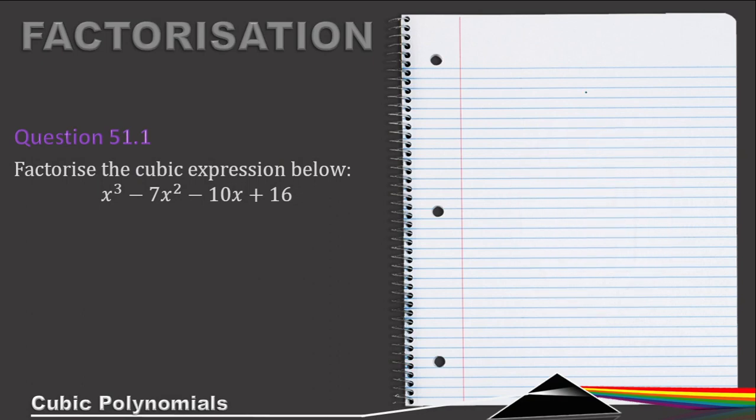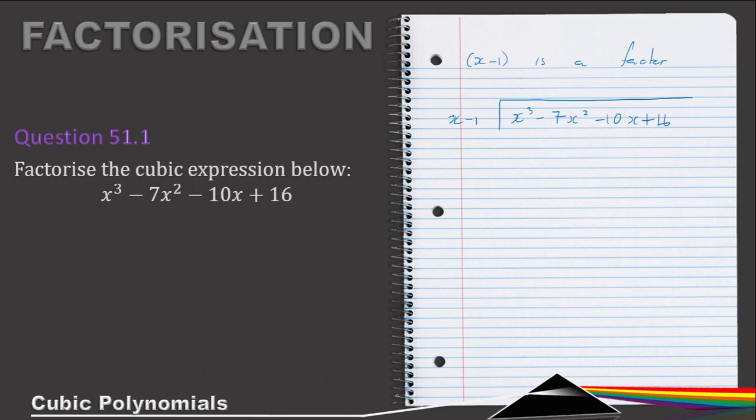Right, over here I'm going to use the long division method. So we know that x minus 1 is a factor. Right, so we put it in our long division. We write x to the power 3 minus 7x squared minus 10x plus 16, and then we have x minus 1 over here.